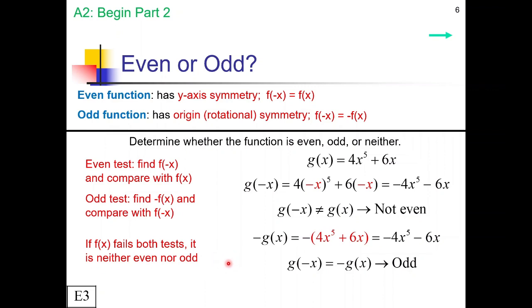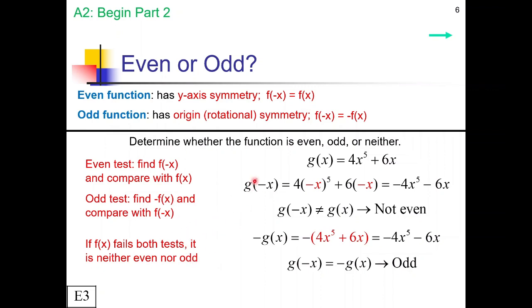Now, you might also be wondering, what's to stop a function from being both even and odd? I mean, it's kind of a funny question because we think numbers can't be both even and odd, but it turns out there is one little exception to all of this stuff with functions.